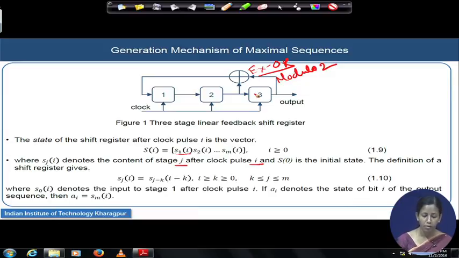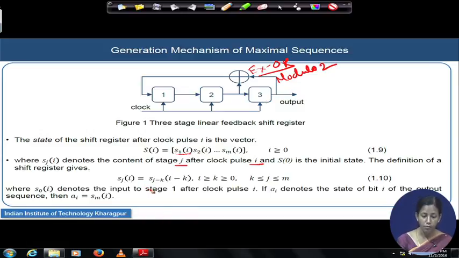Remember the clock pulse can never have a negative value, because we are starting at t equal to 0. So i should always be greater than or equal to 0. If this is the situation at any moment after the arrival of the ith clock pulse, then I will be able to see the values stored in the stages.